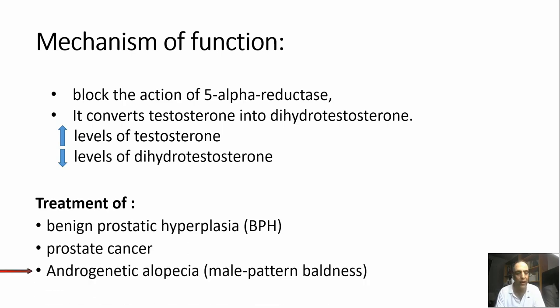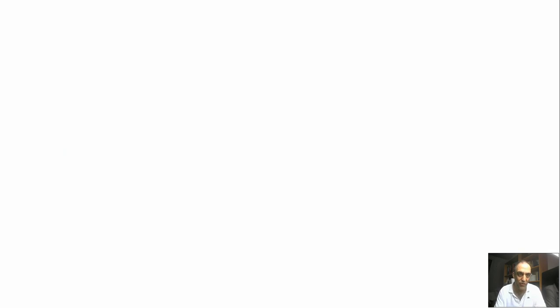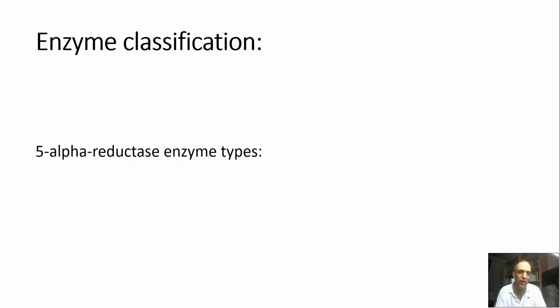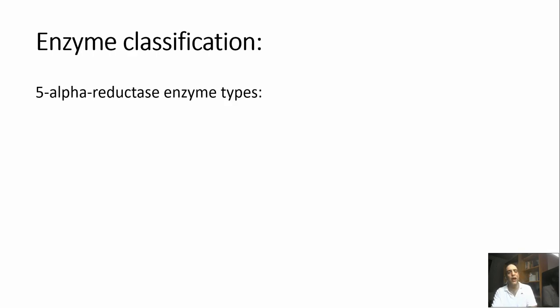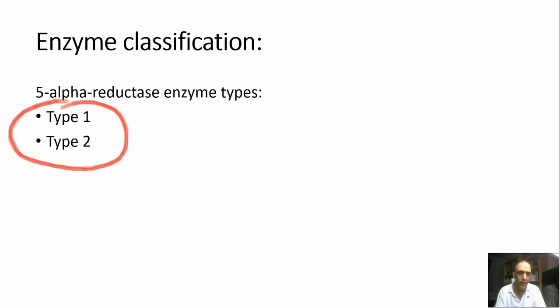And the third one is androgenic alopecia, or baldness, mainly in the male, because dihydrotestosterone can cause baldness also. Usually we use finasteride in this situation. Enzyme classification: for the 5-alpha reductase enzyme inhibitors, we usually use type 1 and 2. There is a type 3, but these drugs mainly cannot affect it.